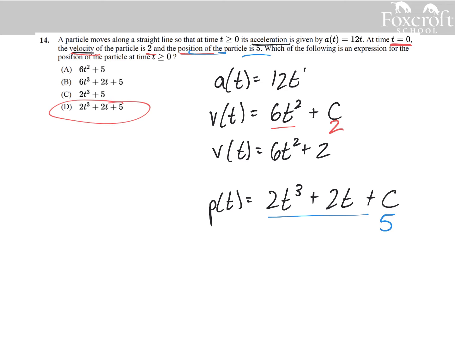All right, so basically I'm just taking two antiderivatives and knowing this middle sentence here tells me what those c values are as I go along.